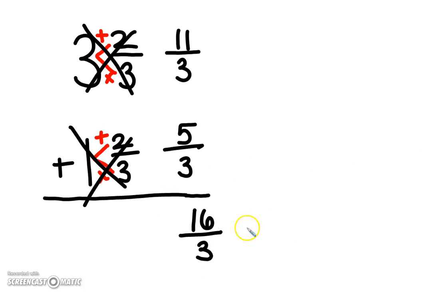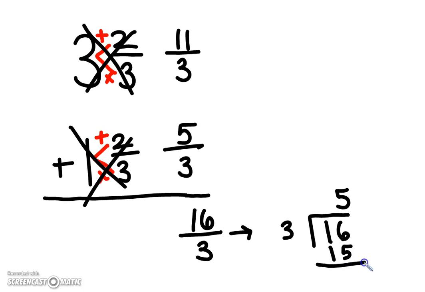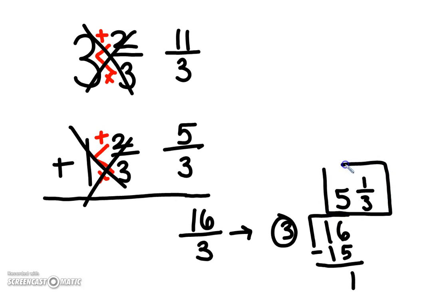So our answer is 16/3, but we need to put that answer in mixed form. So we're going to divide 16 by 3. And 3 goes into 16 5 times. 5 times 3 is 15. And 16 minus 15 is 1. And then we're going to take that 1 as our remainder and put it over our denominator 3, remembering that our denominator is always going to stay the same. And then that is our answer, 5 1/3.